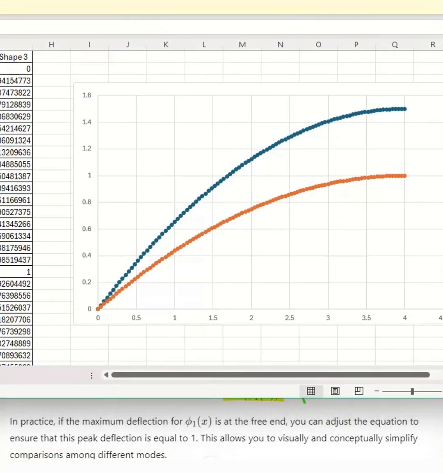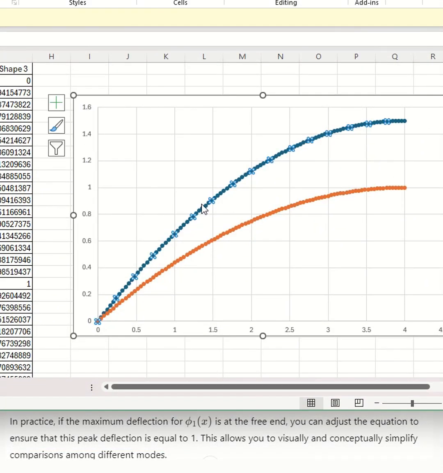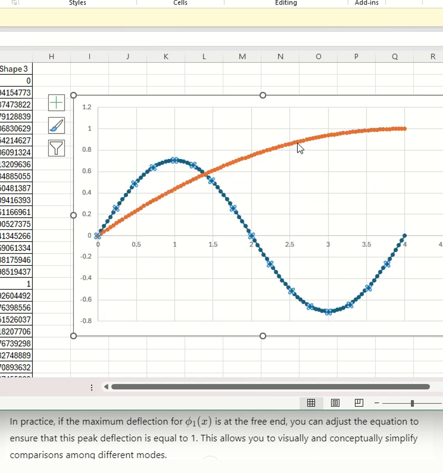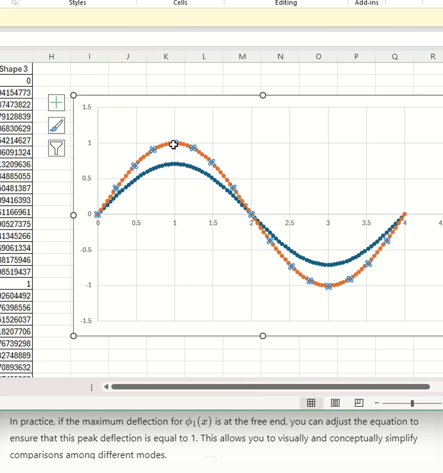If we can see this as mode shape 1, and if I change to mode shape 2, this is mode shape 2. A normalized mode shape, we can see it here. The normalized mode shape would look like this. We are making that 0.70.